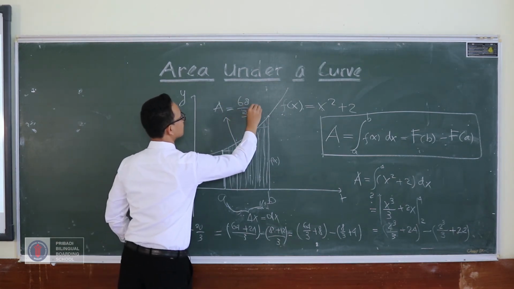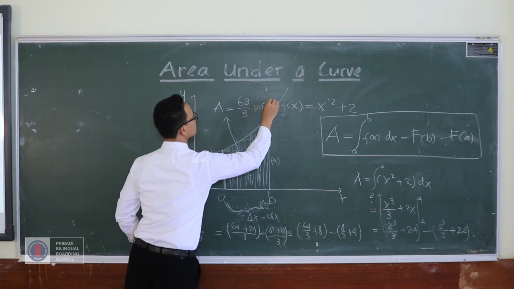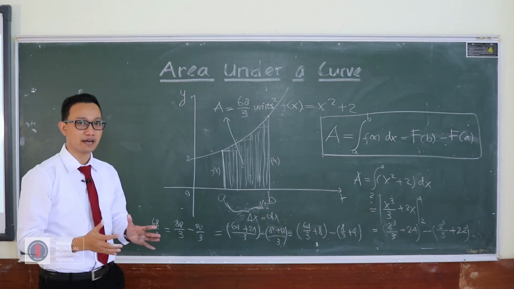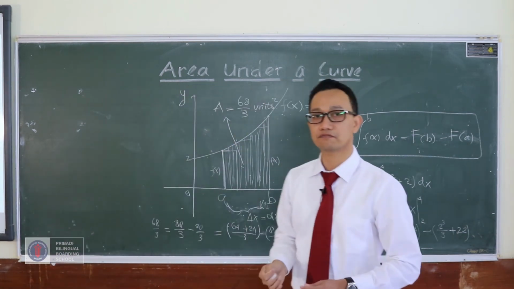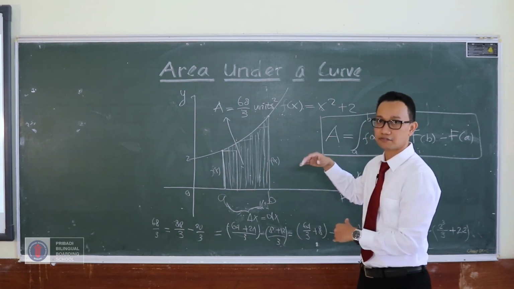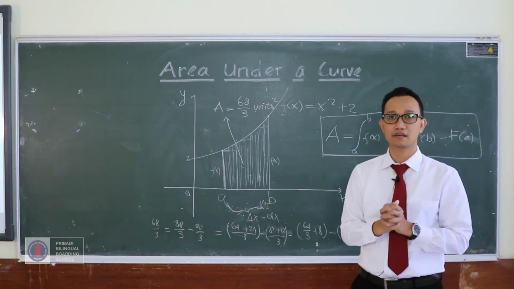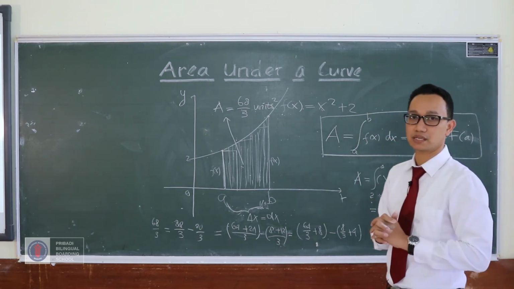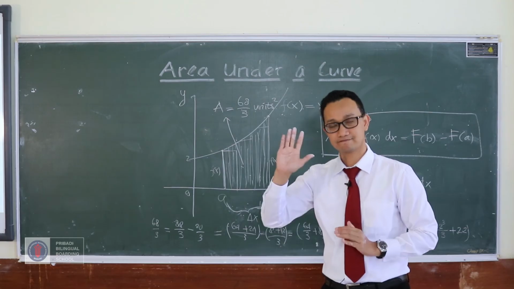All right, so this area will be 68 over 3 units squared. So this is how we can find the area of a shape bounded by the straight line and the curve. That's why we call it area under the curve. All right, I hope you understand my explanation. So see you.